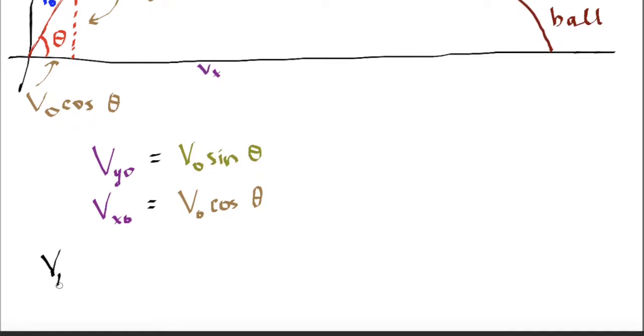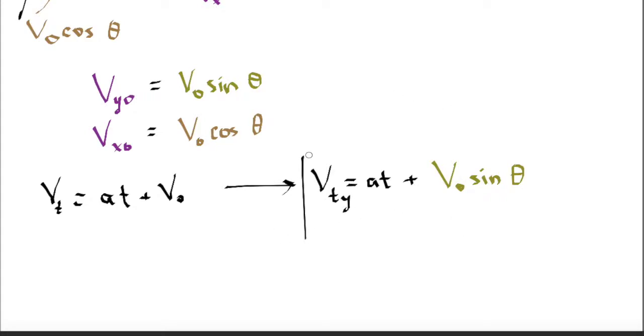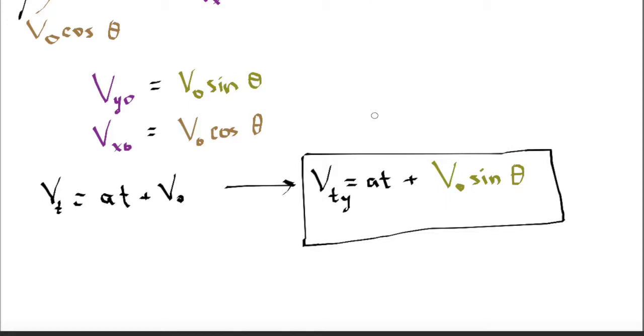Now we can plug this into our old equation that we proved before, that vt is equal to at plus v naught. But now we can see what v naught is in terms of our y component. So vt is now equal to at plus v naught times sine theta. And this is acting in the y direction, so it would really be vty. And this is all to do with the height of the ball, acting in the y direction.